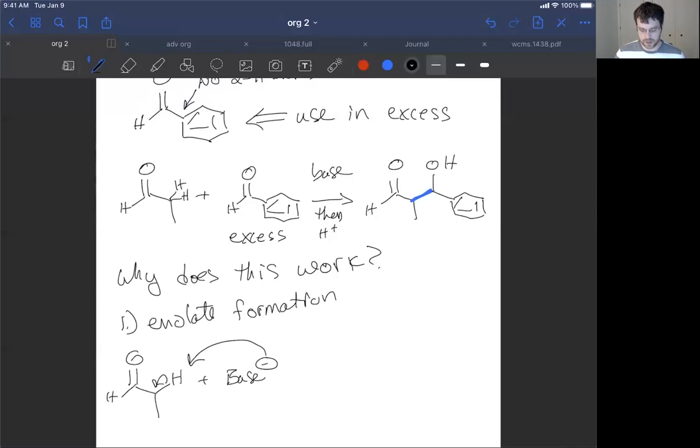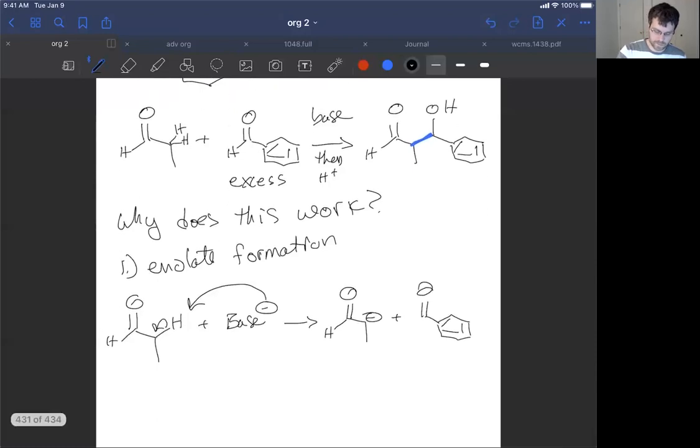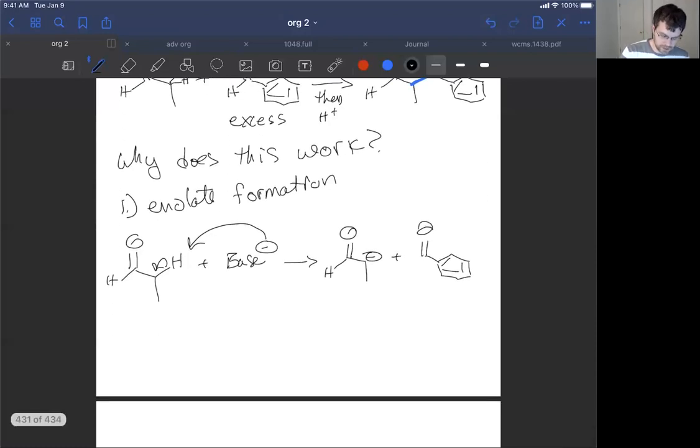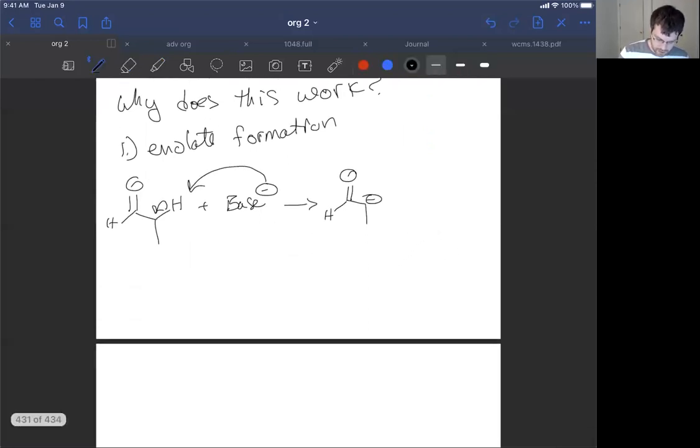So we're going to tug those hydrogens off to give this species, which can react with benzaldehyde. I'm going to draw this down here. I'm just going to move this down here. So I'm just going to erase benzaldehyde and move it down here. Okay. So we have our enolate.